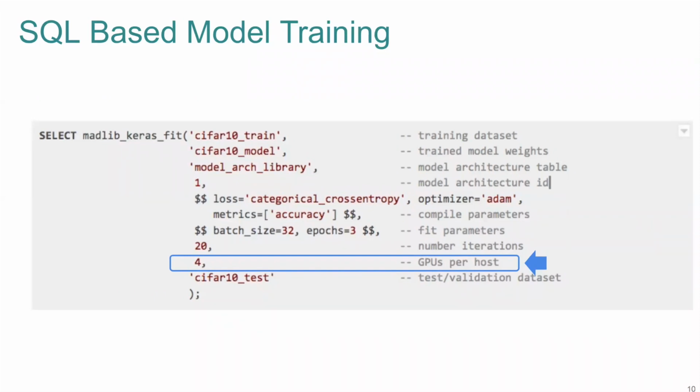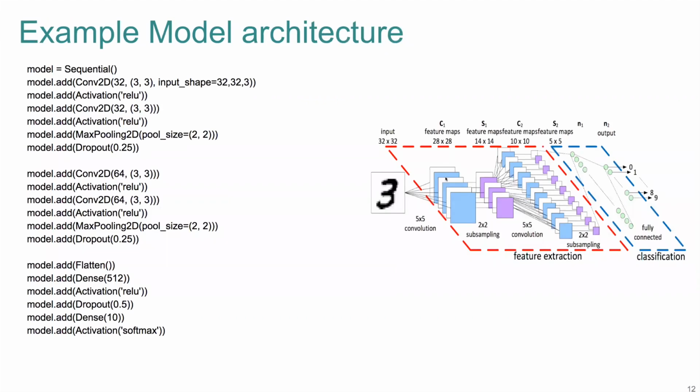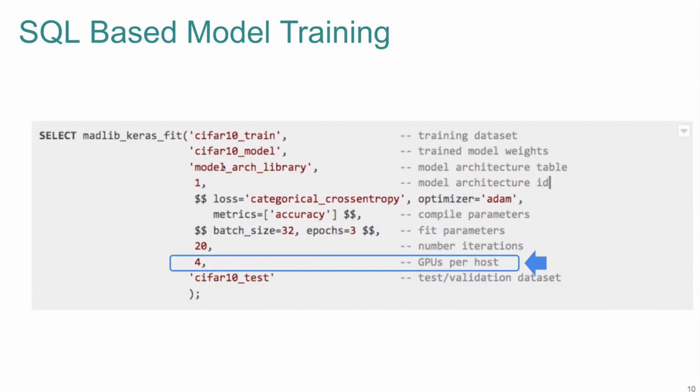So what that would look like, for instance, if you look at this, is an architecture on the right, and you can define that architecture using some code in Python with Keras. And how you would define this architecture: once you define the architecture, you can store it in a table, and that is this table here. The third parameter is that table. And the idea is basically the table could have multiple architectures in it, and which exact architecture you're referring to.